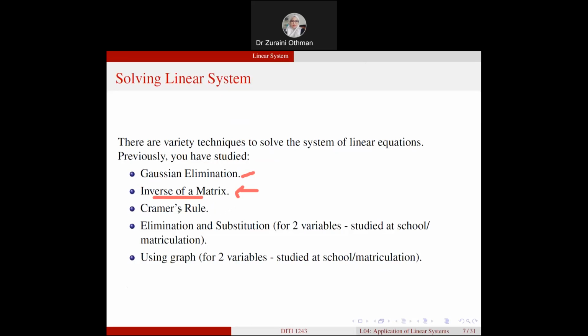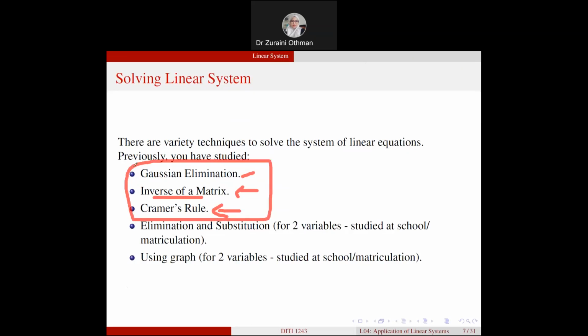And the third one is Cramer's rule. This is by using determinant. Determinant A divided by determinant of the column A yang kita ubah tu, divided by determinant keseluruhan matrix kita. Okay, these three you already did as exercises in week 3, in tutorial 3.